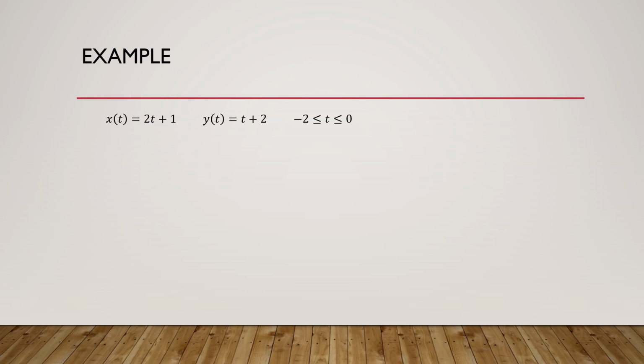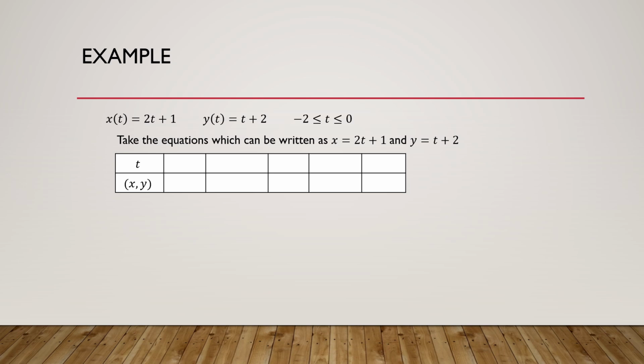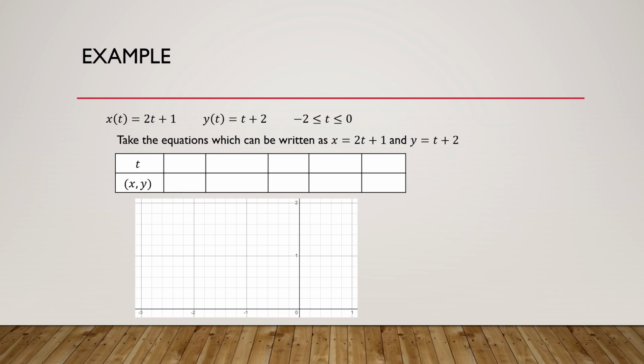For example, let's take the parametric equations x of t is equal to 2t plus 1 and y of t is equal to t plus 2 for t values between -2 and 0. These equations may also be written as x equals 2t plus 1 and y equals t plus 2. First, let's create a chart where we can plot the different x and y points at different t values and plot these values on a graph.